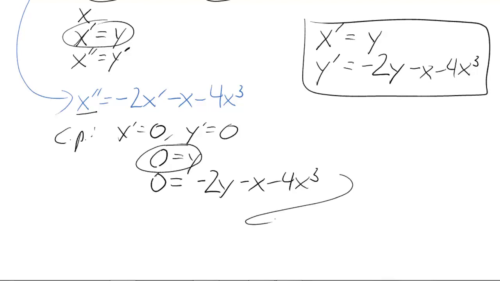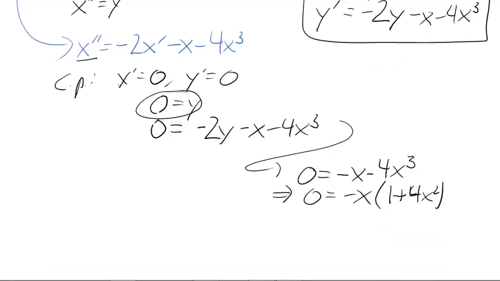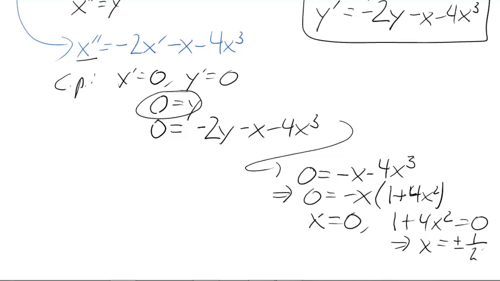and so then our second equation becomes 0 equal to negative x minus 4x cubed, and it looks like we can factor out a negative x here, so we have negative x times 1 plus 4x squared, and so let's go ahead and solve this. We get x equal to 0, and 1 plus 4x squared equal to 0, which implies that x would equal what? Plus or minus 1 over 2i.